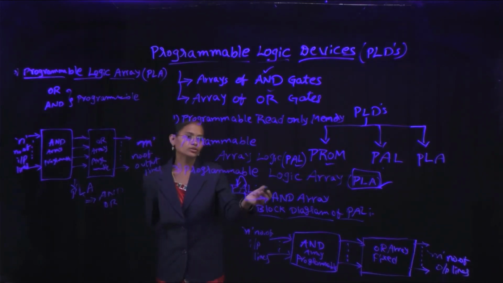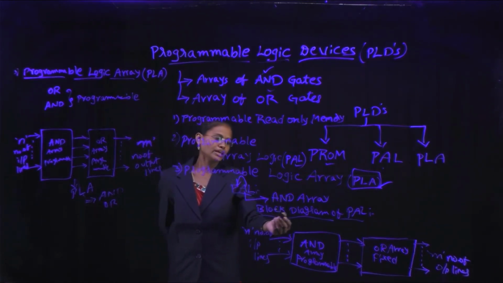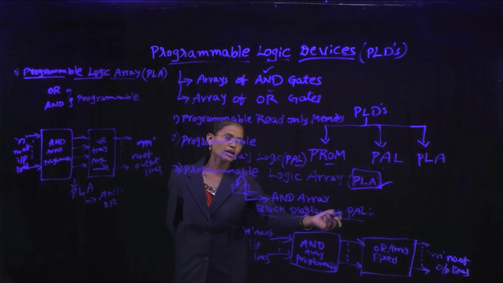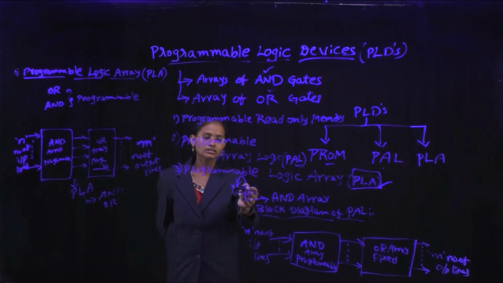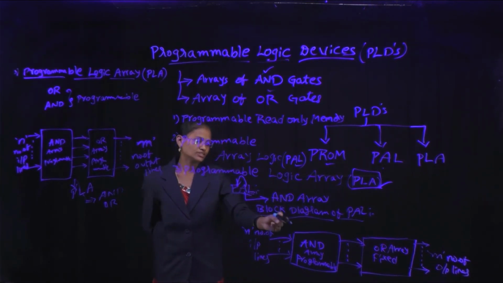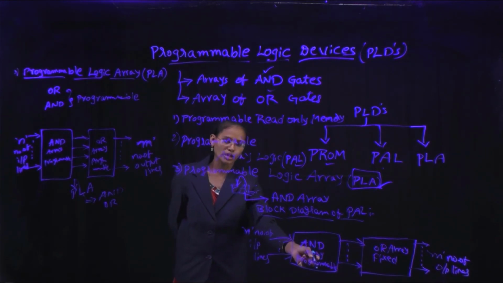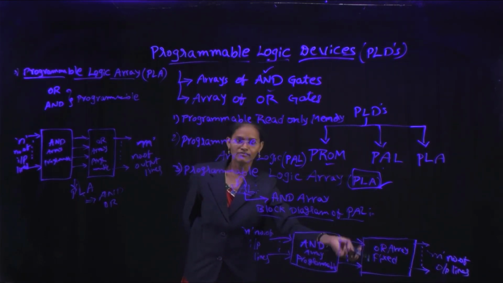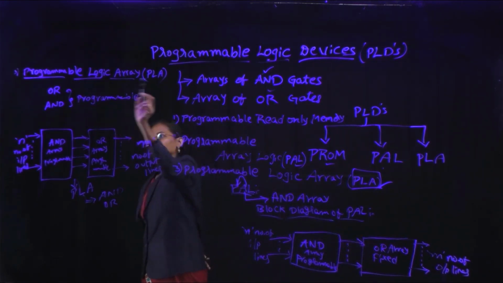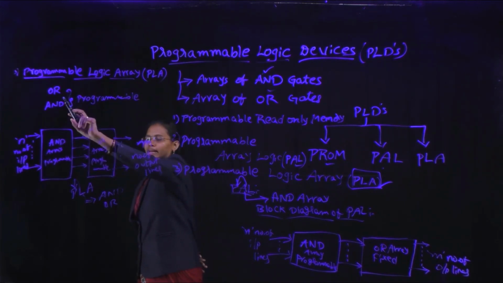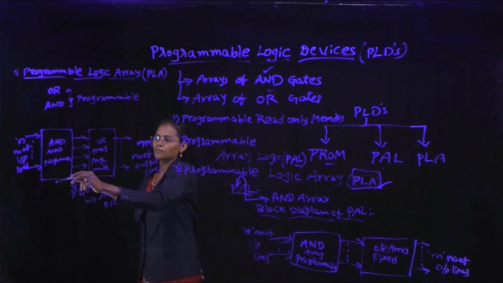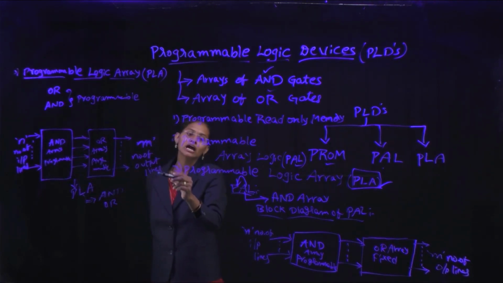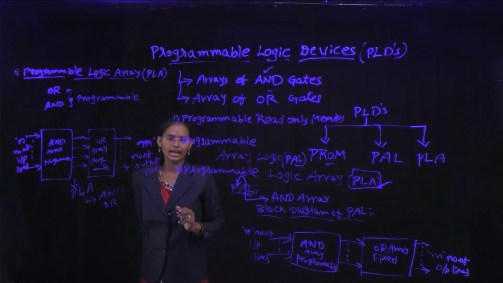Coming to the second one, PAL, programmable array logic. Array means AND array. Which array is used here? AND array. AND arrays are programmable. That's why here AND arrays are programmable and OR arrays are fixed. Coming to the PLA, both AND arrays and OR arrays are programmable. Here also n number of input lines produce m number of output lines.